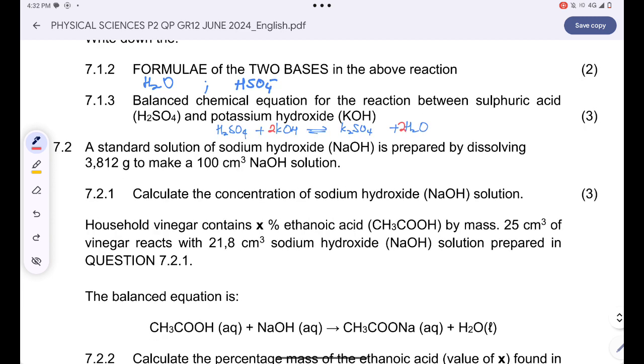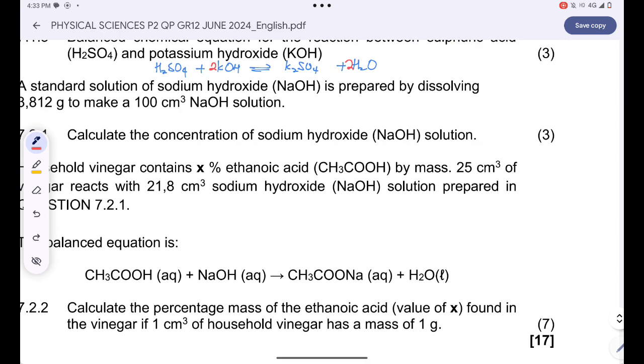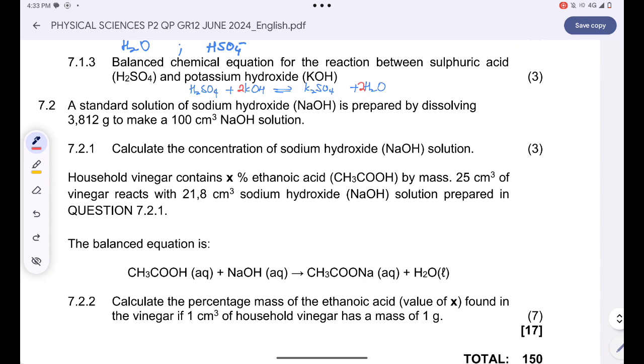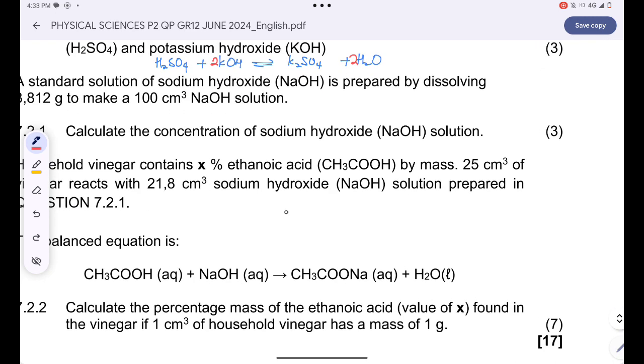And then we are told that a standard solution of sodium hydroxide is prepared by dissolving 3.812 grams to make a 100 cubic centimeter solution of sodium hydroxide. The first question, they want us to find the concentration of sodium hydroxide. I'll simply say concentration is equal to mass over the relative atomic mass multiplied by the volume. We are given the mass. The mass is just 3.812 grams. The molar mass for sodium hydroxide.